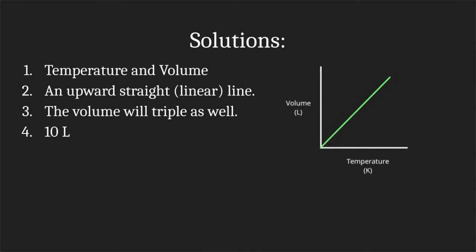The solutions are as follows. Charles's law discusses the relationship between temperature and volume. The graph between volume and temperature is an upward straight or linear line, as seen on the right. For question 3, if the temperature was tripled, the volume would triple as well. And then for the math question, you should have gotten that the new volume was 10 liters. If you didn't get that, remember that you had to convert the Celsius temperatures to Kelvin temperatures.